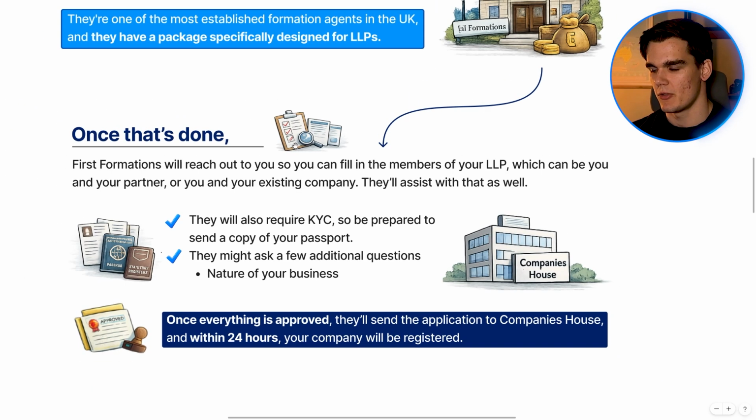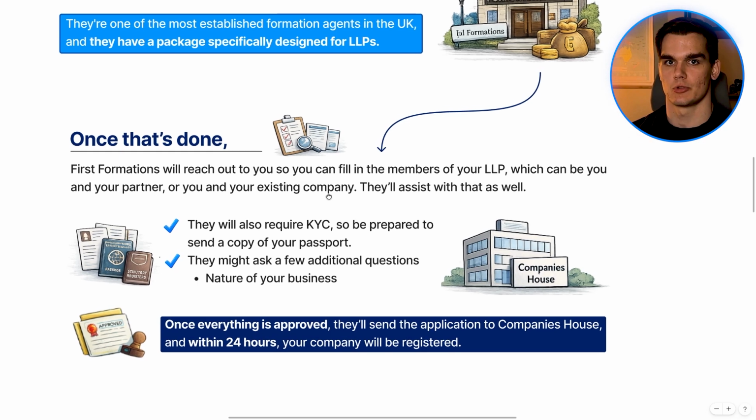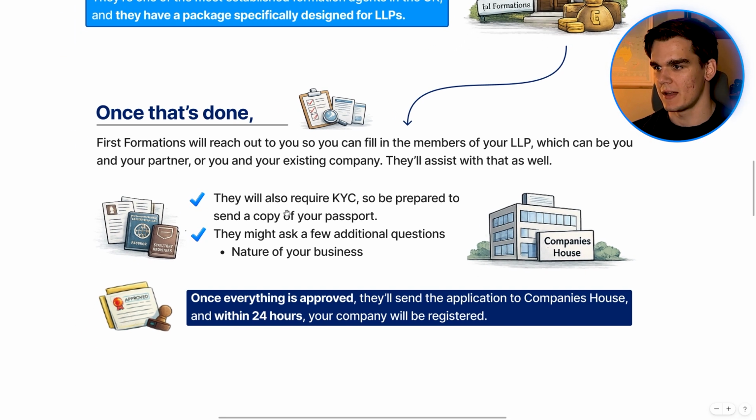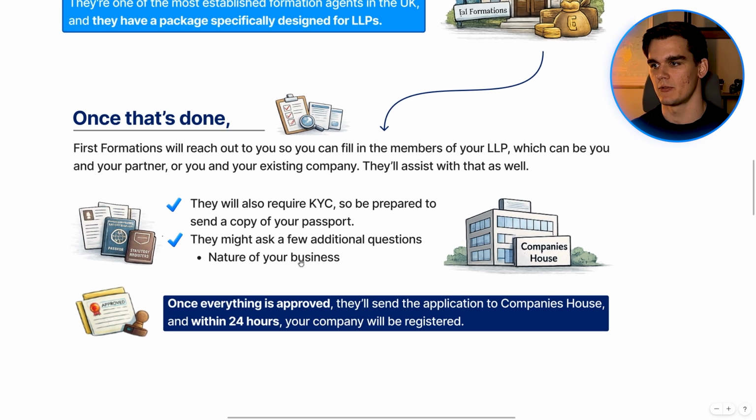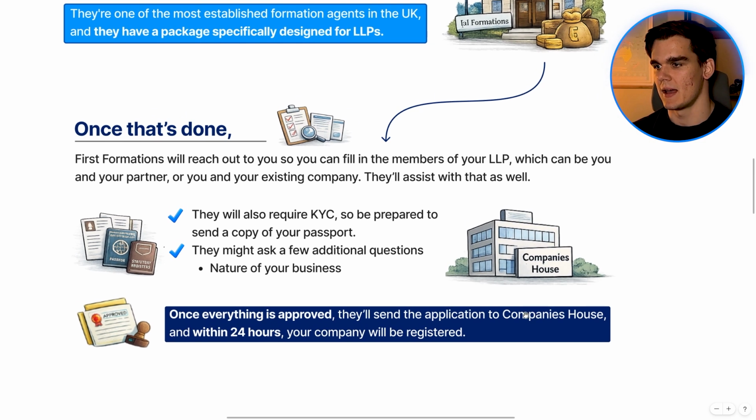Once that's done, First Formations will reach out to you so you can fill in the members of your LLP, which can be you and your partner or you and your existing company. They'll assist with that as well. They will also require KYC, so be prepared to send a copy of your passport, and they might ask a few additional questions about the nature of your business. Once everything is approved, they'll send the application to Companies House and within 24 hours your company will be registered.